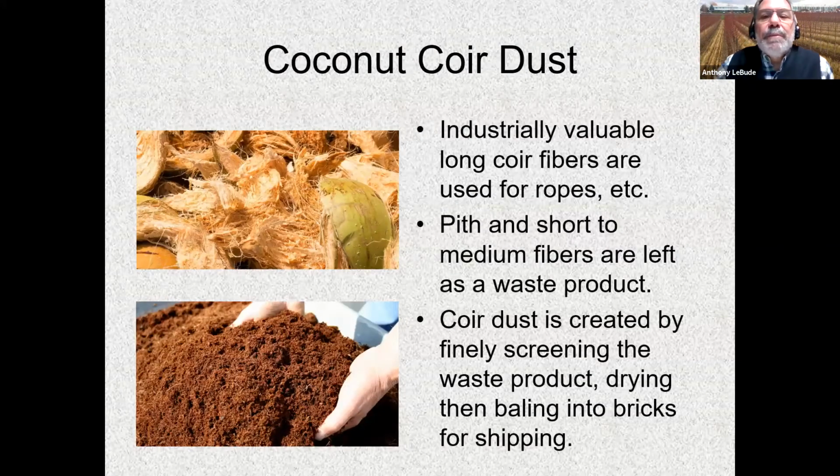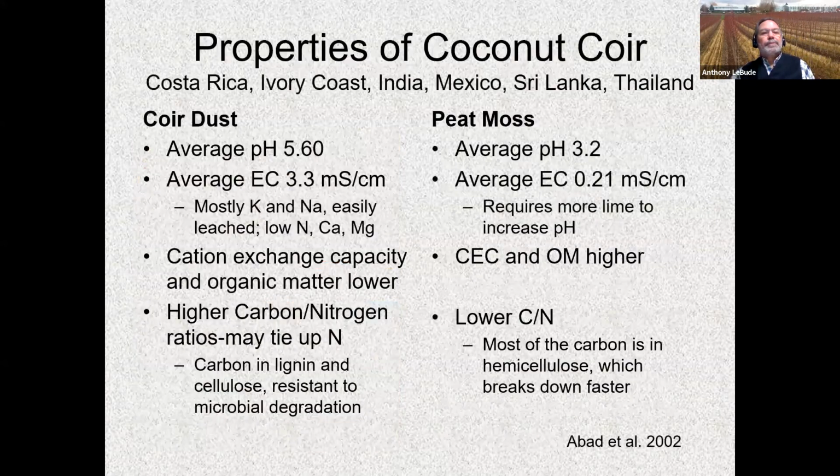Coconut coir is another amendment. The process generally takes the long fibers of the coconut and uses them for ropes. And then the pith and the short, medium fibers are left as a waste product. Coir dust is created by finally screening that waste product, then drying it into baling bricks for shipping. It's usually shipped very dry and you have to re-wet it when you get it to the nursery. Sometimes it's been compared as an amendment to peat moss.